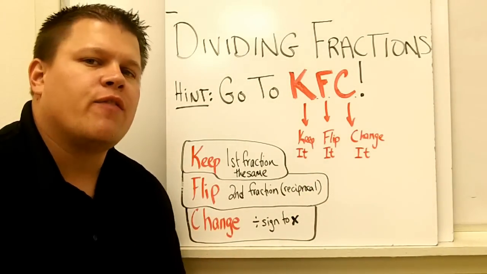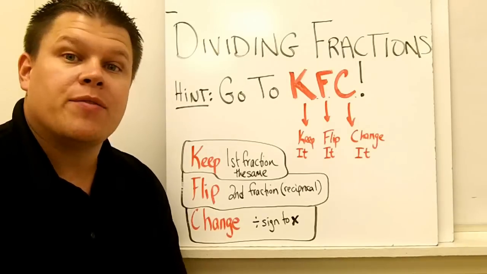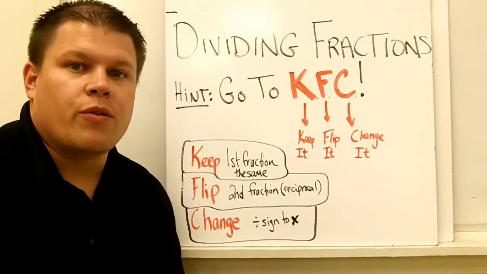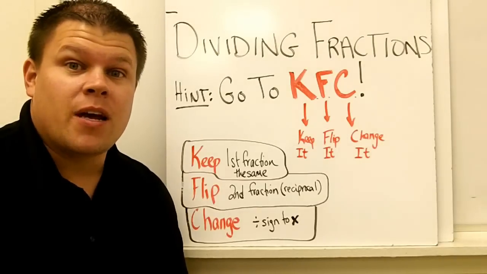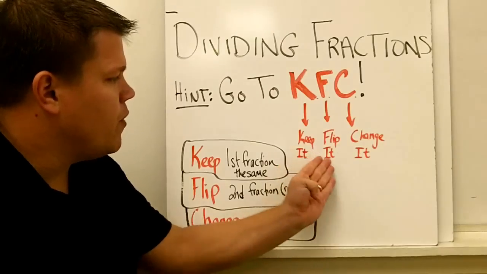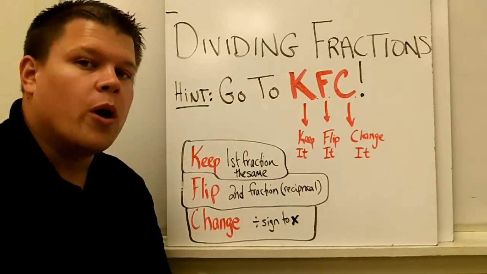In talking about dividing fractions, I like to follow a fairly simple three-step method called KFC. It's called keep it, flip it, change it. Other teachers may call it other things, but I like KFC because it sounds cool. So we're going to use that. KFC stands for keep it, flip it, change it. What are we keeping? What are we flipping?